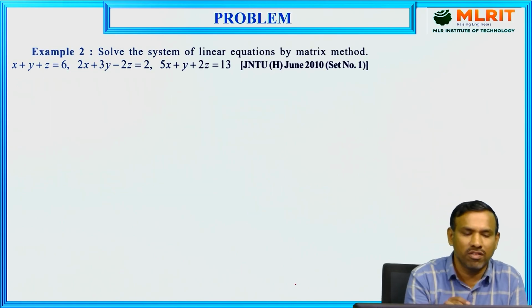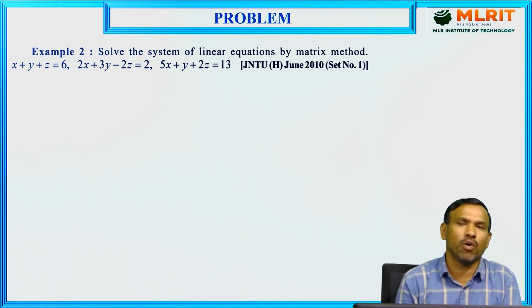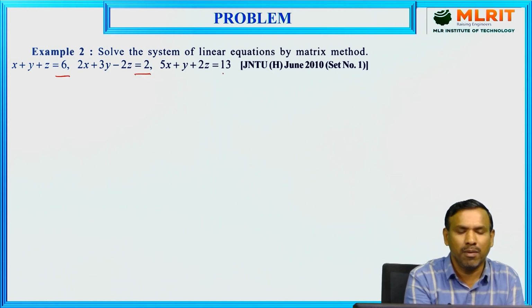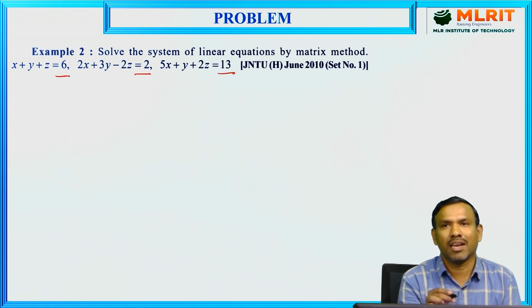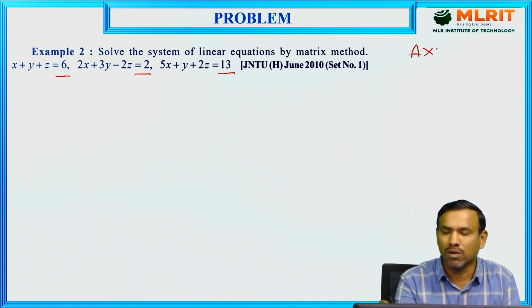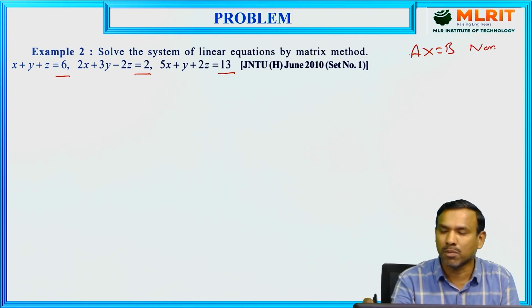Solve the system of equations by the matrix method, using the matrices concept. First of all, see whether the given system is homogeneous or non-homogeneous. It is very clear here: x + y + z = 6, 2x + 3y - 2z = 2, 5x + y + 2z = 13. Clearly the RHS part is not 0, so it is of the form Ax = B, which is called a non-homogeneous system of equations.